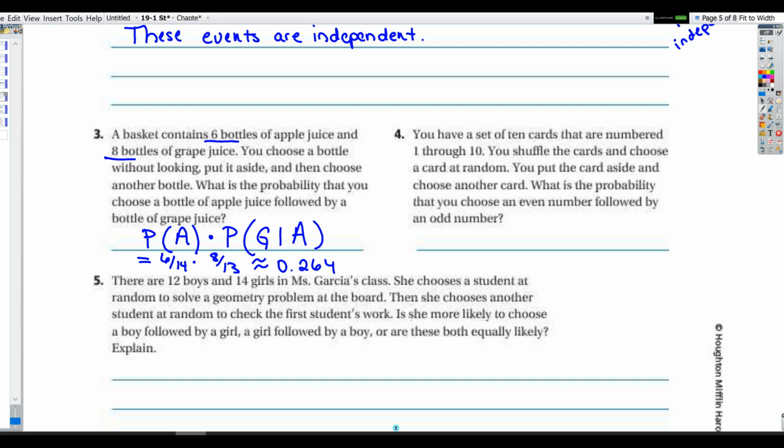Okay, now, number 4. You have a set of 10 cards that are numbered 1 through 10. You shuffle the cards and choose a card at random. You put the card aside and choose another card. What is the probability that you choose an even number followed by an odd number?